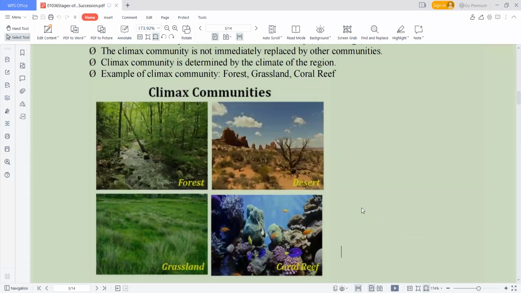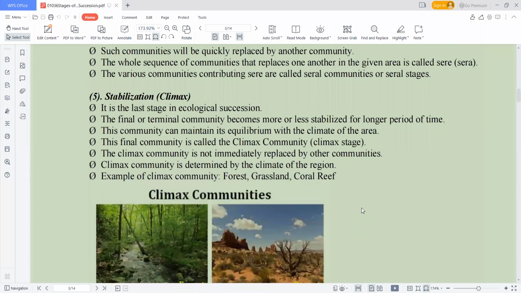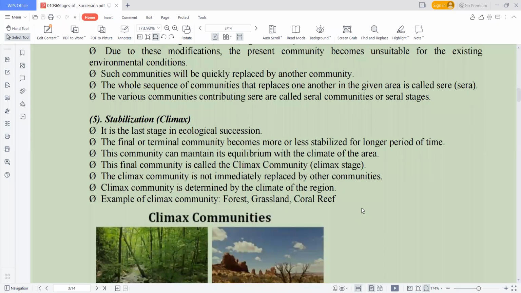The last step in ecological succession is stabilization, that is, the formation of the climax community. It is the last stage in ecological succession, and the final or terminal community becomes more or less stabilized for a longer period of time, maintaining its equilibrium with the climate of the area. This final community is called a climax community, and it is not immediately replaced by other communities. The climax community is determined by the climate of the region.